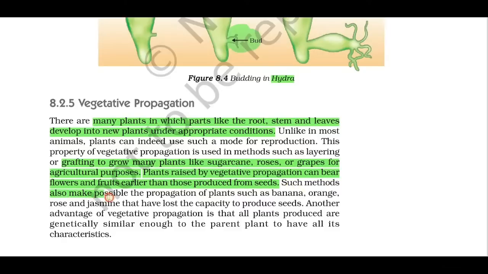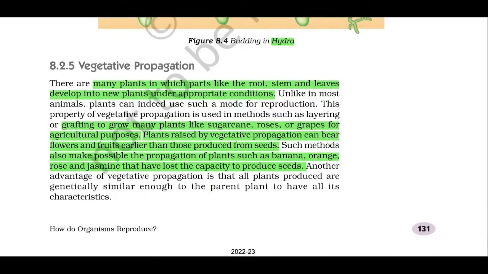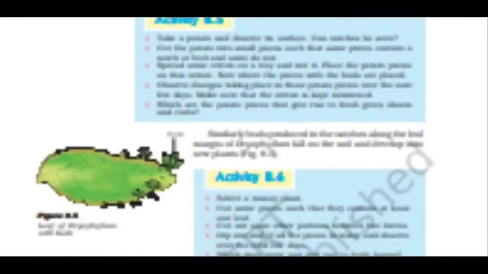So vegetative propagation can also be used for the propagation of plants such as banana, orange, rose, jasmine, etc. But they lose the capacity to produce what? Seeds. Another advantage of vegetative reproduction is that all plants produced are genetically similar to the parent plant. So these are the 4 advantages of vegetative propagation. So list it down and study well. This is an important question: advantages of vegetative propagation.